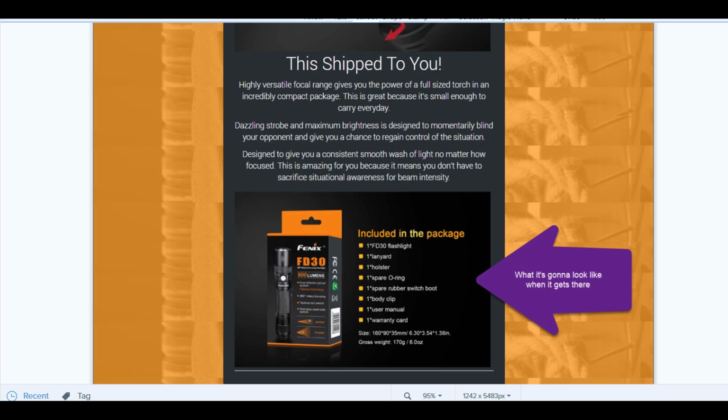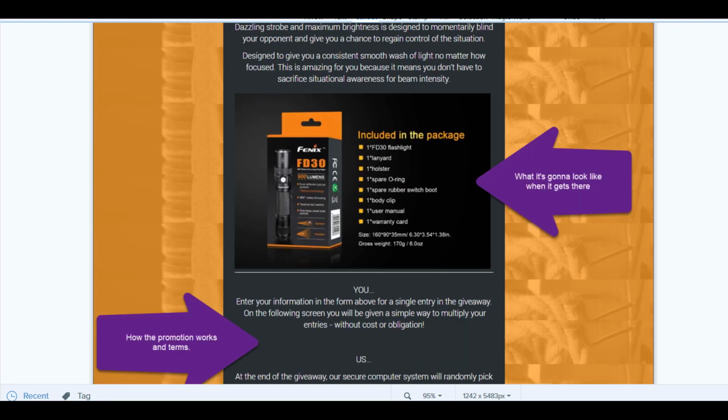We're only giving them the flashlight and the things that come with it in the box. There's nothing else in it, as well as it shows them that it's brand new, it's coming in a box, and it's the real deal.